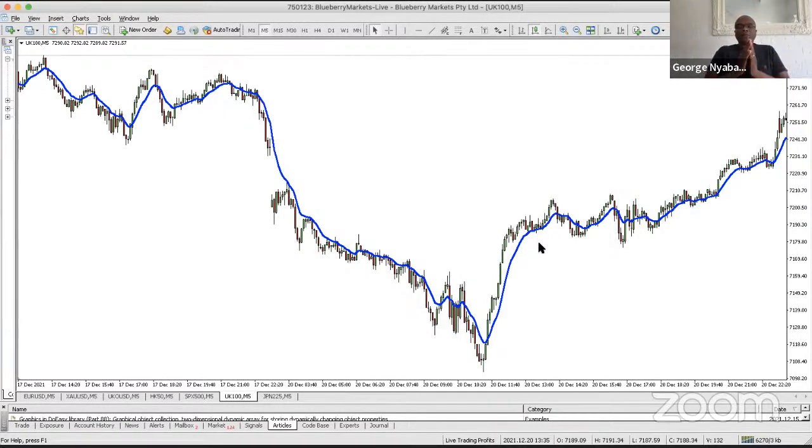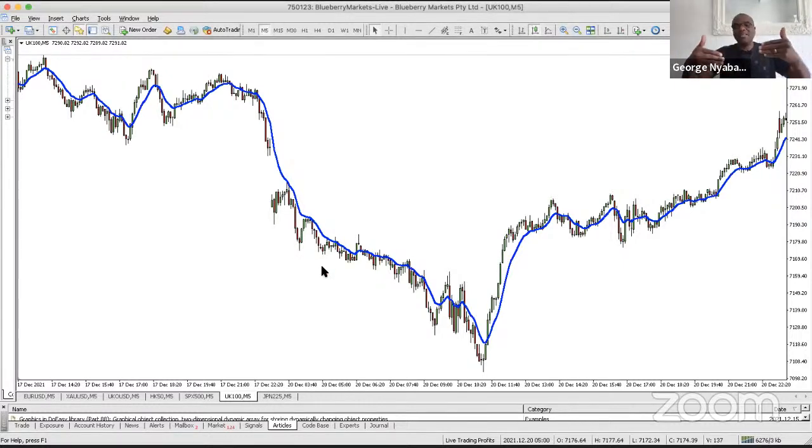Now, which pullbacks are we looking to trade after the breakout? We're looking to trade the first pullback after the breakout. With the 10 EMA, we're looking to trade the first pullback after the breakout. I mean, that's a breakout. Breakout could be one candle or two candles.